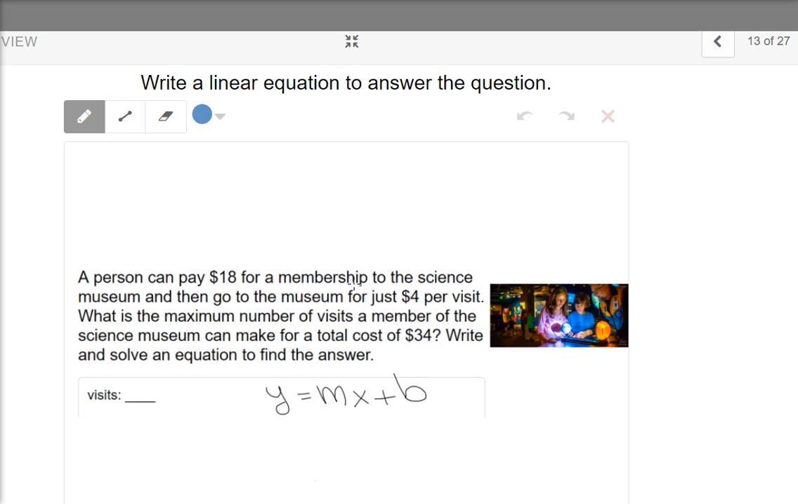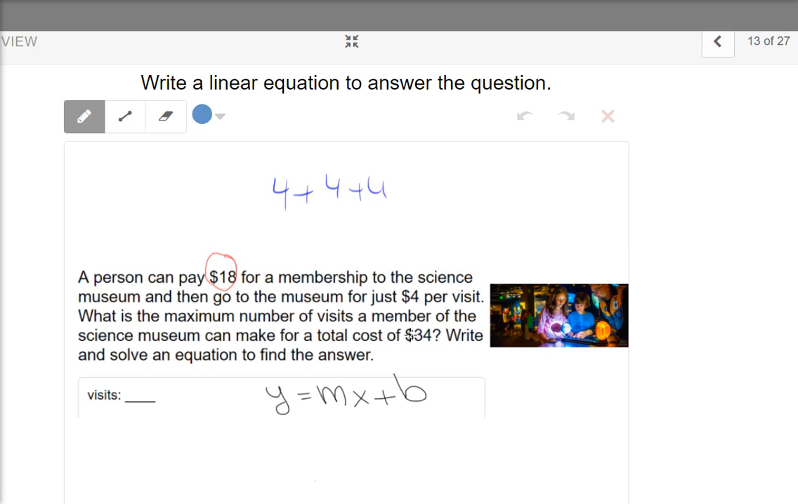A person can pay $18 for a membership to the Science Museum and then go to the museum for $4 per visit. So for every visit you pay four. Two visits, three visits. What is the maximum number of visits a member of the Science Museum can make for a total of $38? All right, so your initial value is $18.